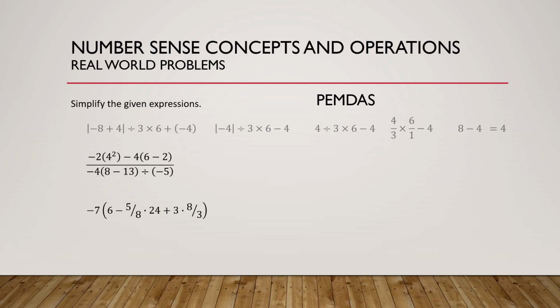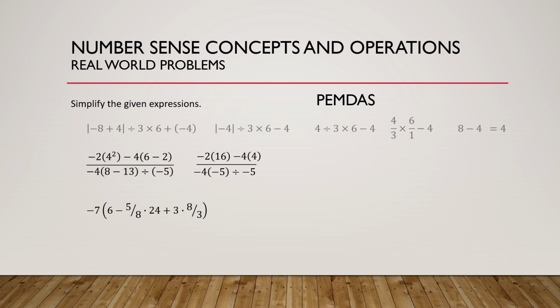In the numerator, we start inside the parentheses. 4 squared is 16, and 6 minus 2 is 4. Similarly, in the denominator, 8 minus 13 is negative 5. The parentheses around the second negative 5 is of no consequence.